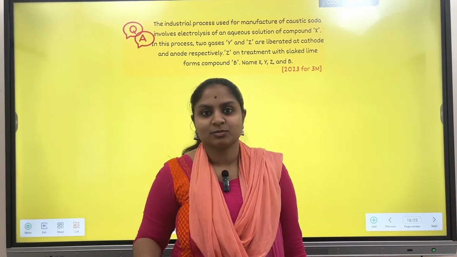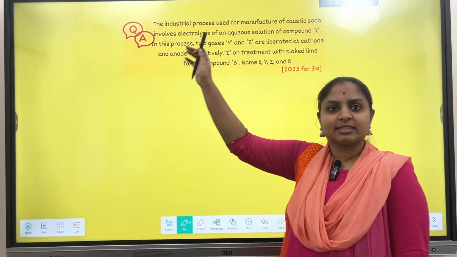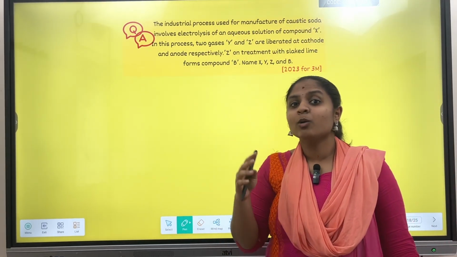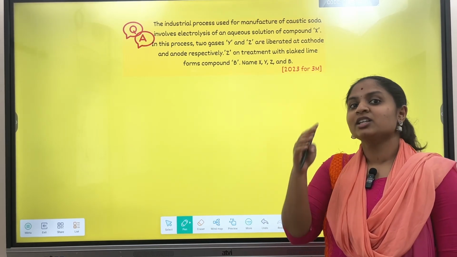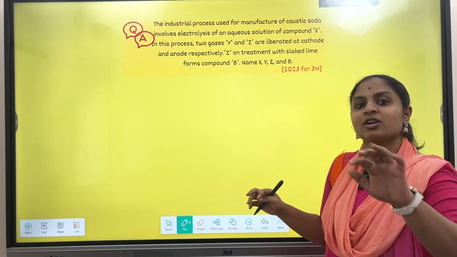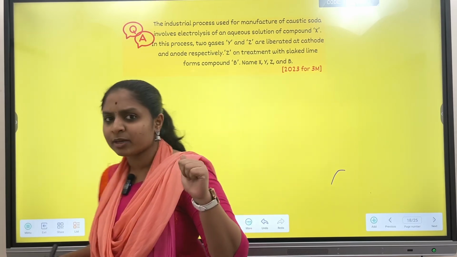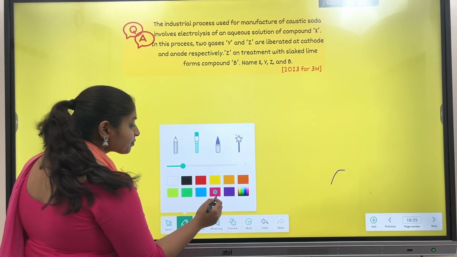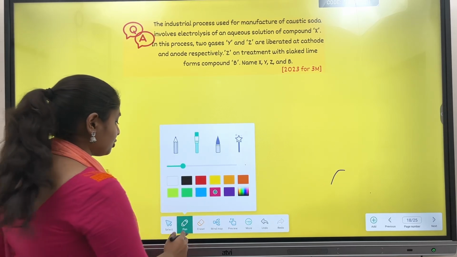Let's solve this question now. What is the question? The question says there is an industrial process for manufacture of caustic soda. What is caustic soda? NaOH. So this is a process of manufacturing of NaOH. Now, how is NaOH manufactured? We have already seen. NaOH is manufactured via electrolysis of brine solution.